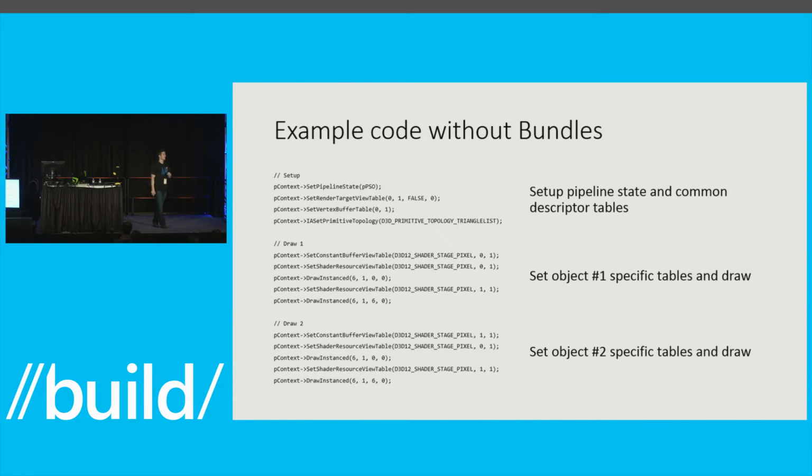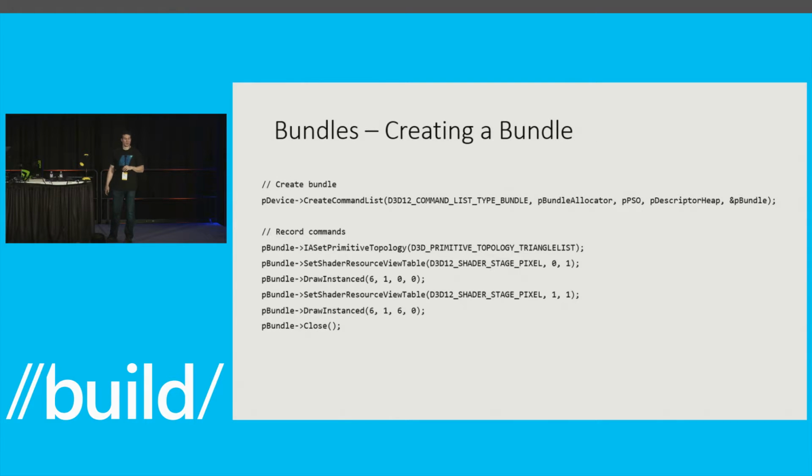The rendering commands are identical for those two objects. The first object has one set of constants, the next object has a second set of constants. But otherwise, the pattern of setting shader resource views, drawing, setting shader resource views, drawing is the same between draw 1 and draw 2. So let's record those two objects and just be able to play back the bundle, parameterizing that bundle with constants.